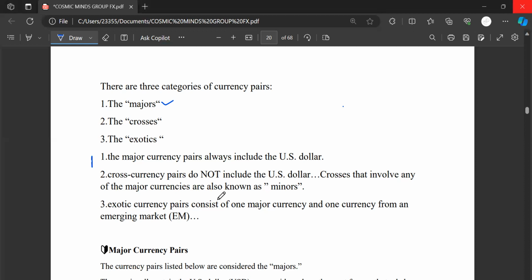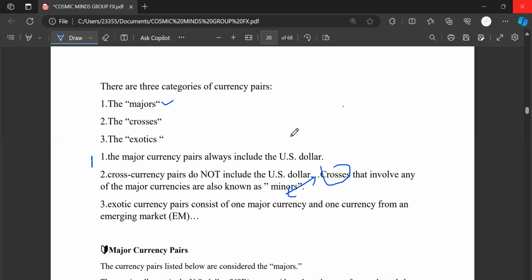Now look at the crosses. The cross currency pairs do not include the US dollar. Crosses that involve any of the major currencies are also known as the minors. So it is either the cross or the minor; that is the name they use. The take-home is that if any of the major currencies that we looked at earlier is in the pair, then it is a minor or a cross.